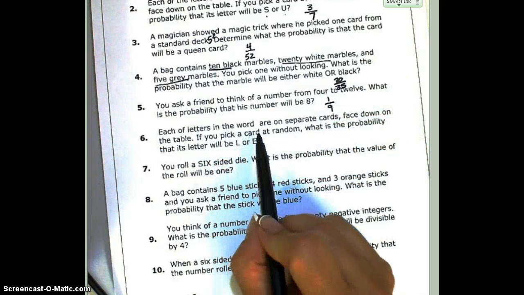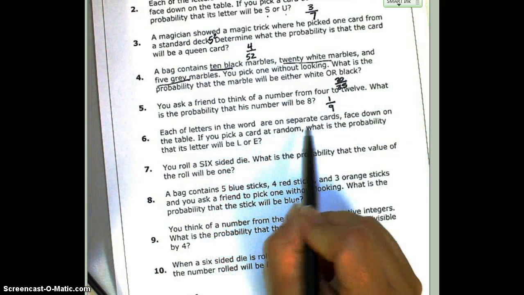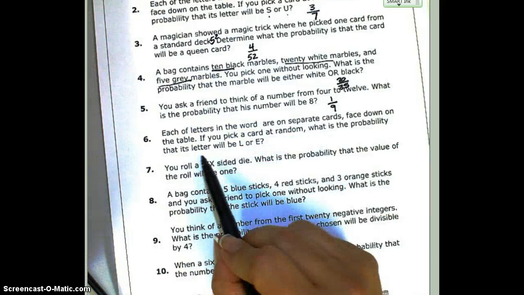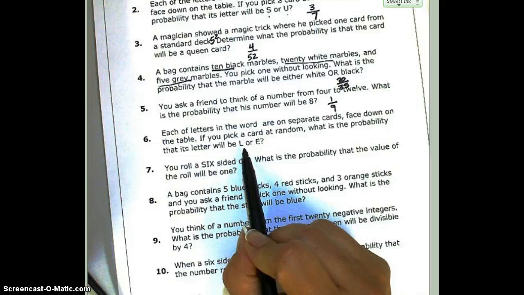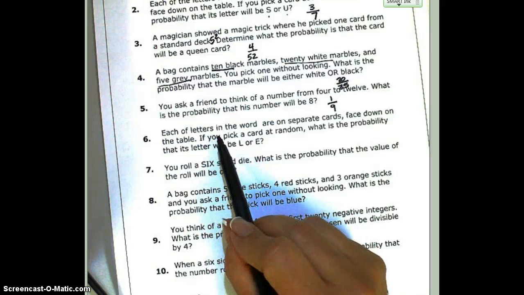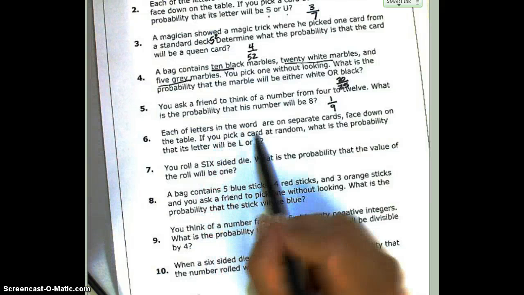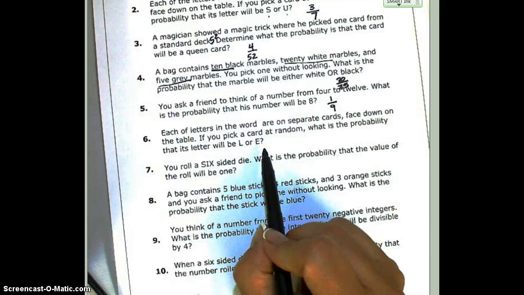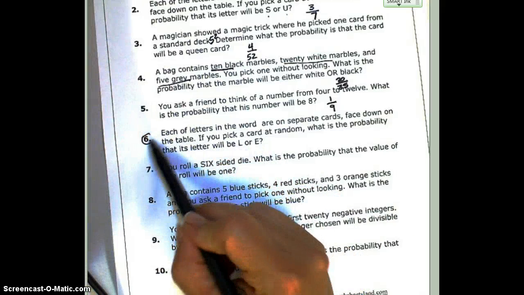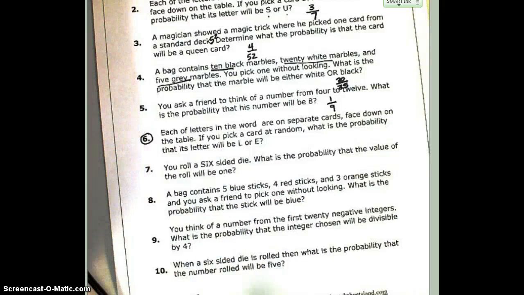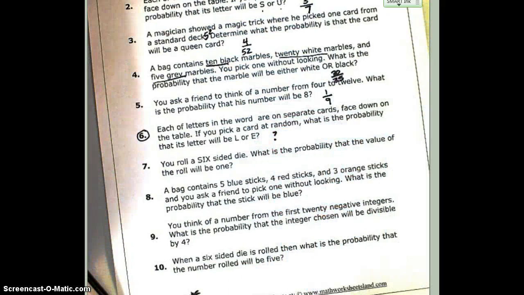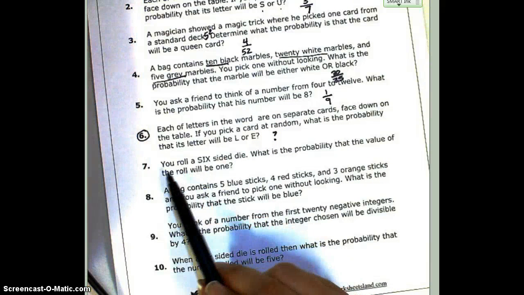Each letter in the word is on a separate card, face down on the table. If you pick a card at random, what is the probability that the letter will be an L or an E? I'm trying to figure out each of the letters in the word. I'm not exactly sure where this is coming from. You guys can help me out with this one. I think we're supposed to be seeing a word and I'm not seeing a word. So I'm going to put a question mark by this and come back to it. I think it might be a typo in there.